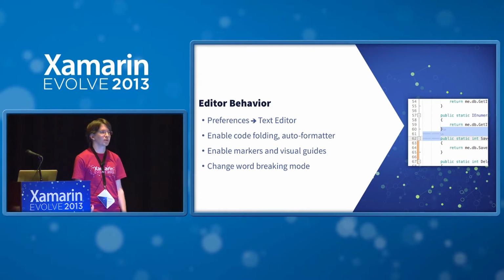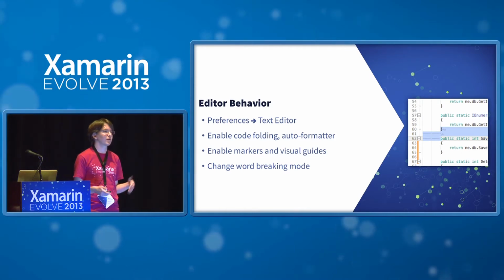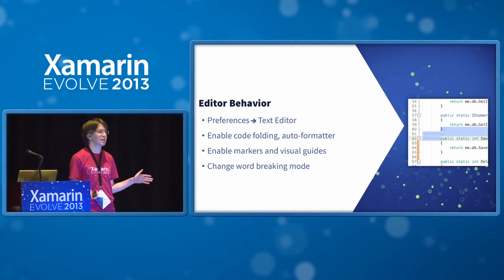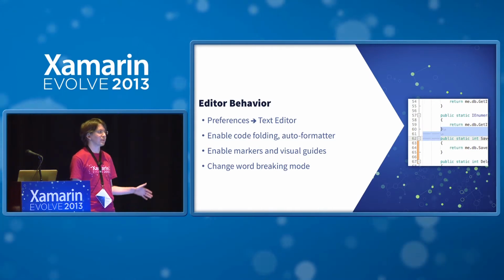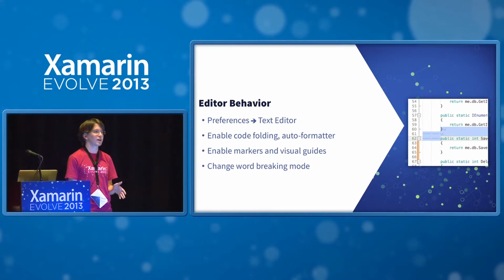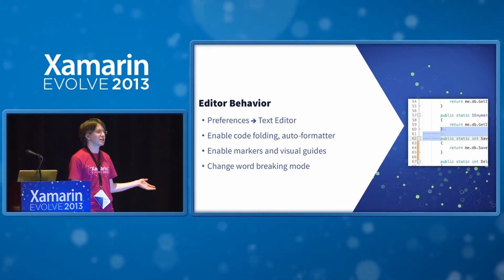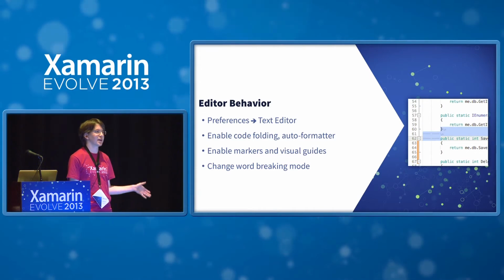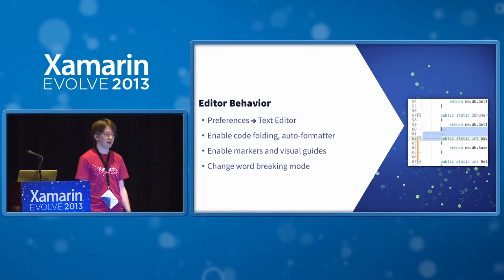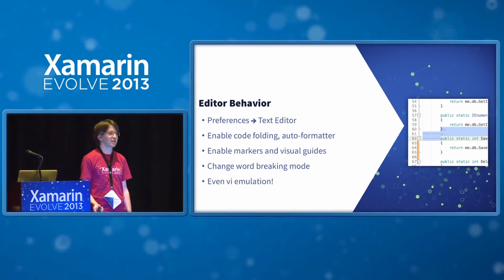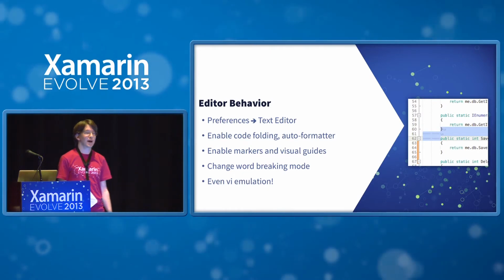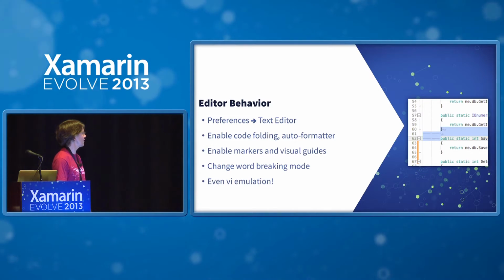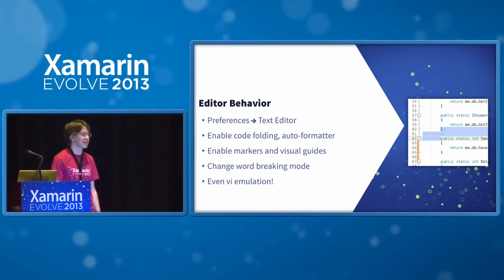You can change the word breaking mode. So, of course, you navigate words with Control and Alt, left and right. If you want that to behave on Mac like it does on Windows, you can go and change it to the SharpDevelop word breaking mode on Mac, and it will then behave just like it does on Windows. There's even an emulation mode for those among you who like Vi and Vim. It's not perfect, but it's there.